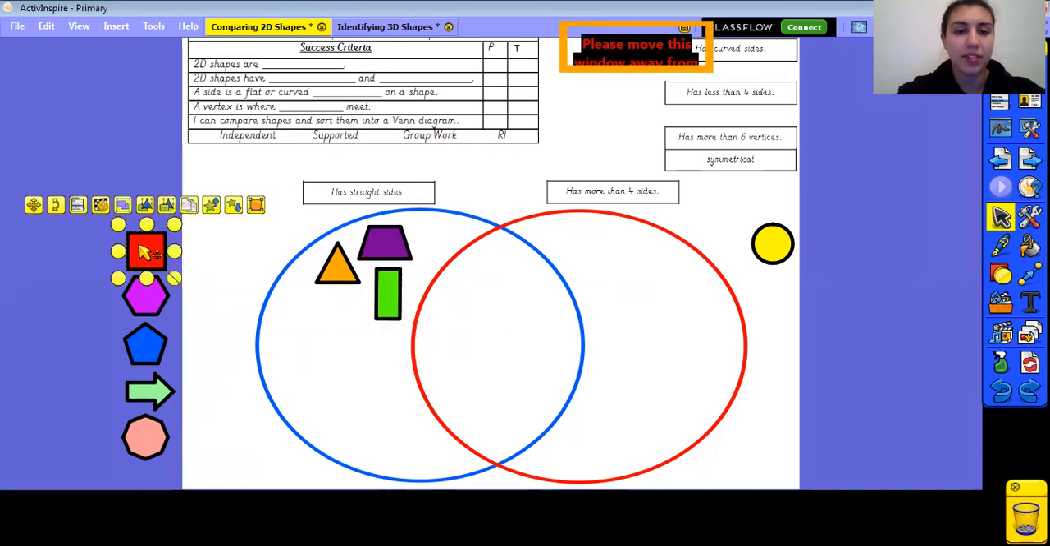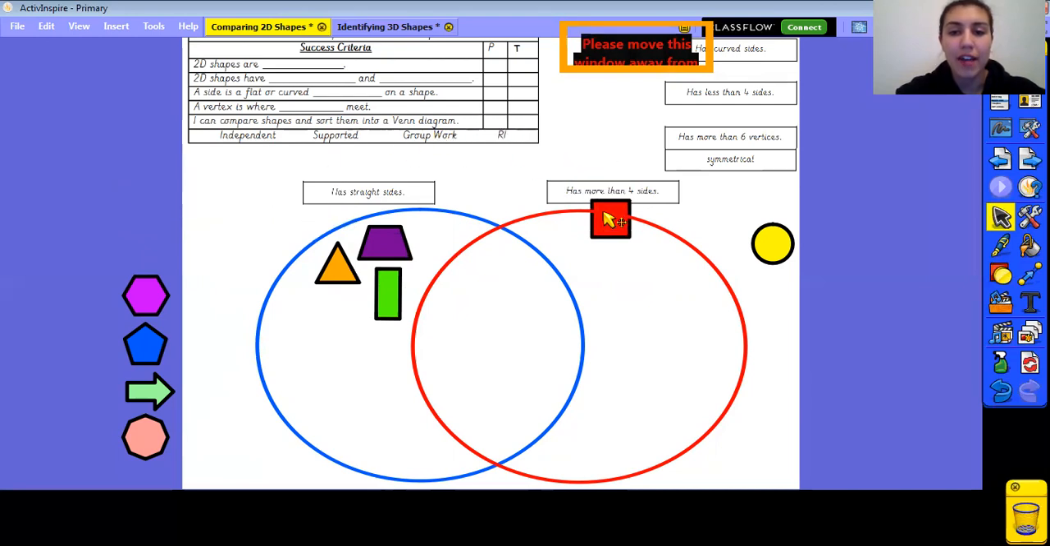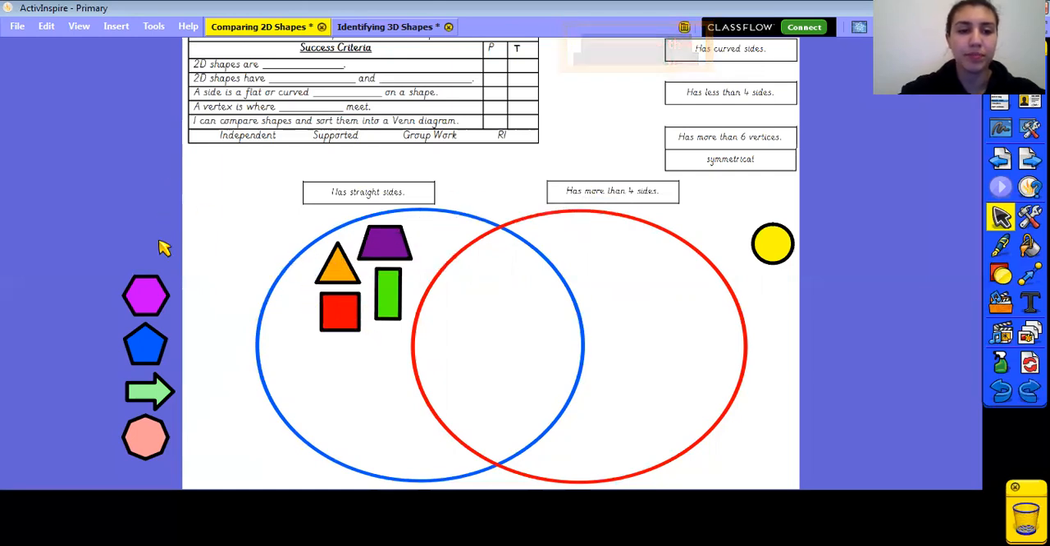And this one then, the square, does it have straight sides? Yes, it does. Does it have more than 4 sides? No, it doesn't. So it only goes in the blue circle.